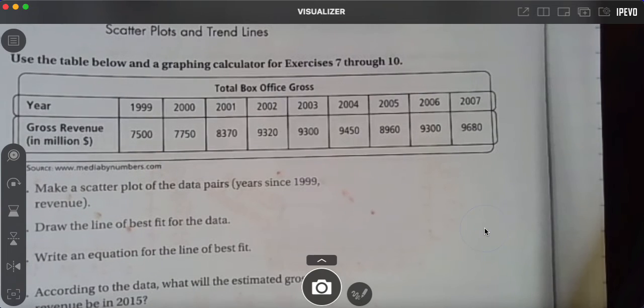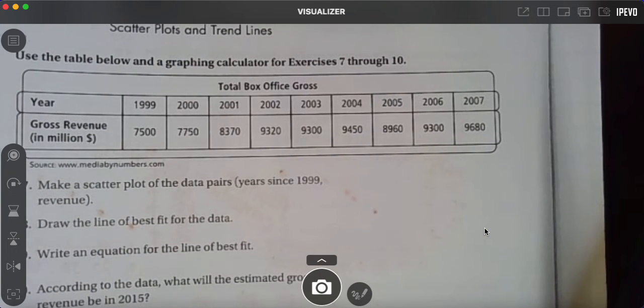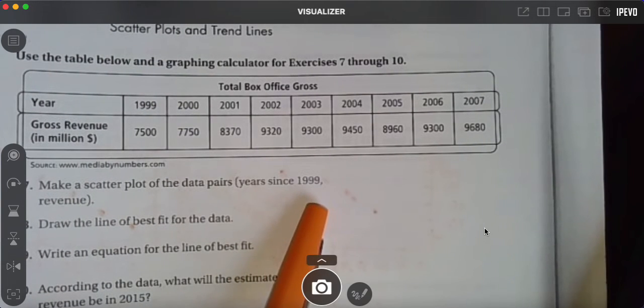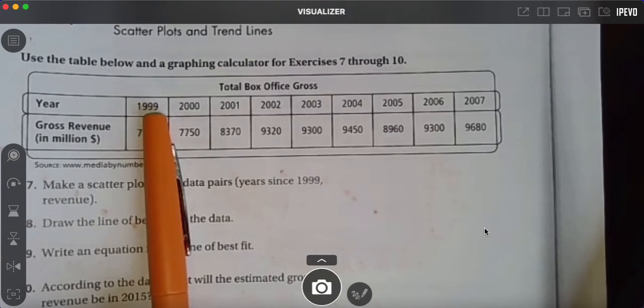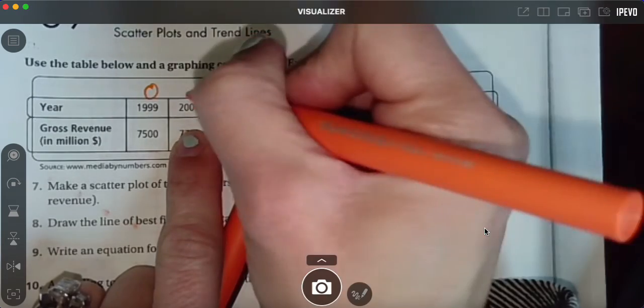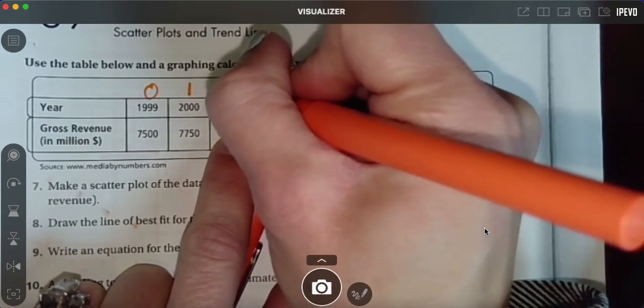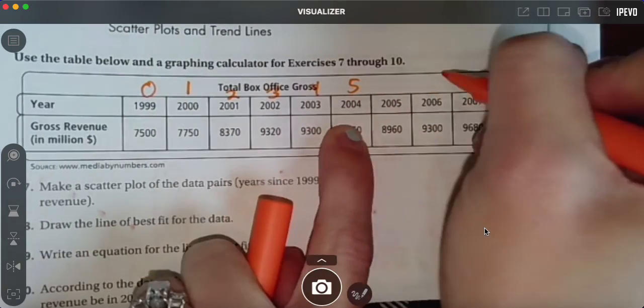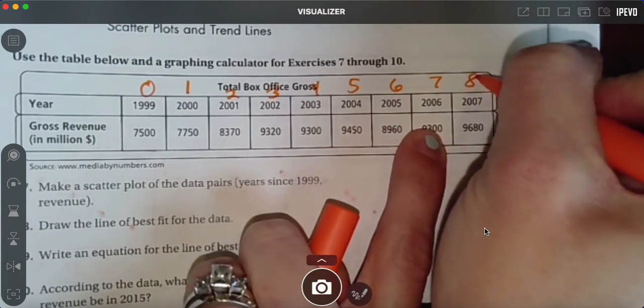Now, let's talk about our list. We need to get it ready. Now, what is my year going to be that I enter in? And it says years since 99. So what am I going to start with? 0. And then we're just figuring out how many years has that been since 99? 1 year. How many years? 2, 3, 4, 5, 6, 7, 8.